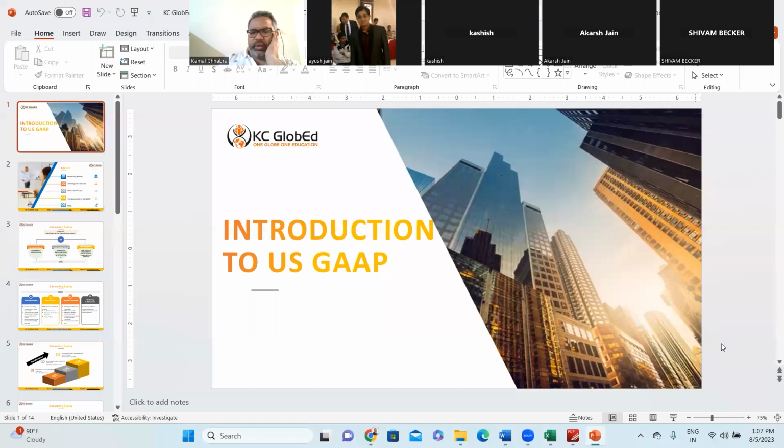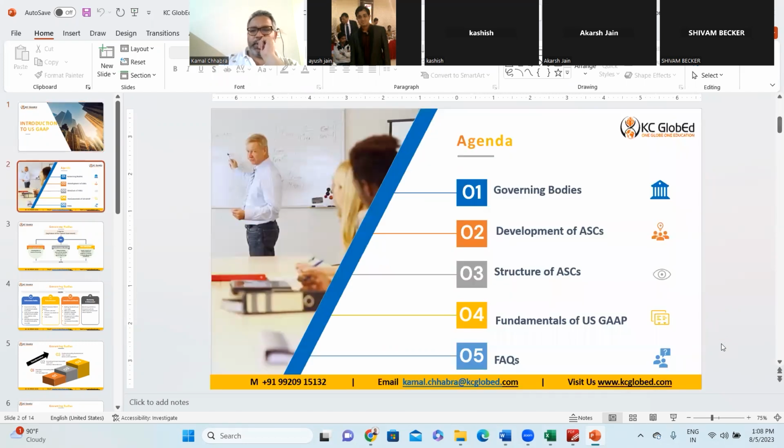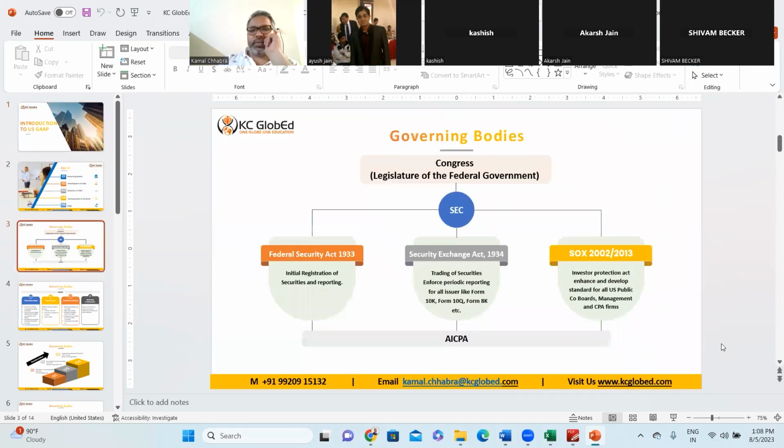Do you remember the class where I gave you the introduction of US GAAP? Yes, sir. There we discussed that on the top, the body is the Congress, who is the legislator of the federal government. Under that, they formed the SEC. The SEC drafted the Securities Act, the Securities Exchange Act, and the SOX Act. That has been approved by the Congress, the legislature body.